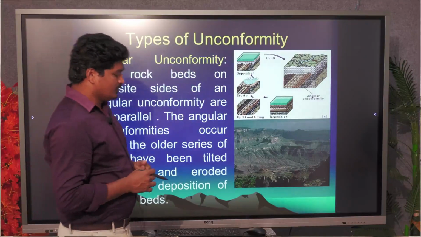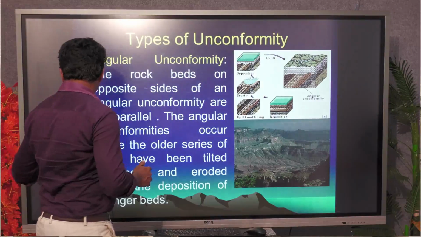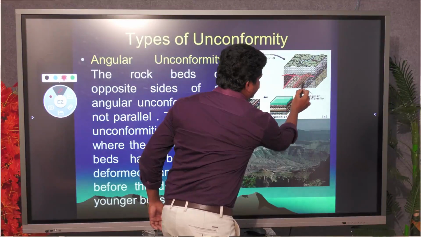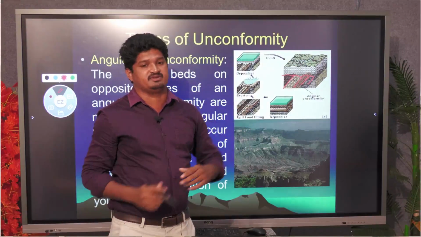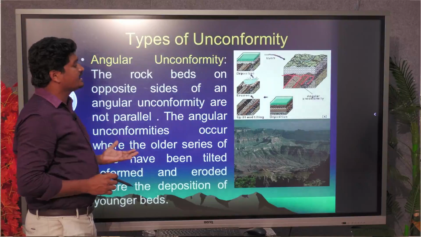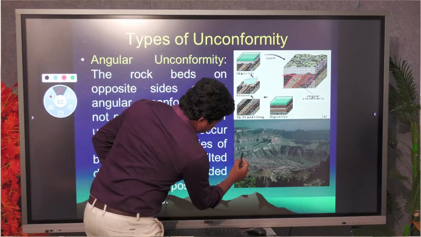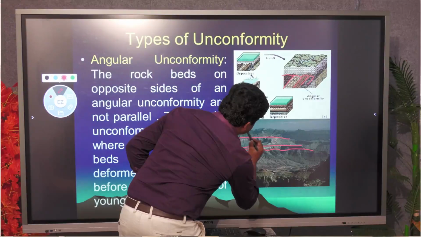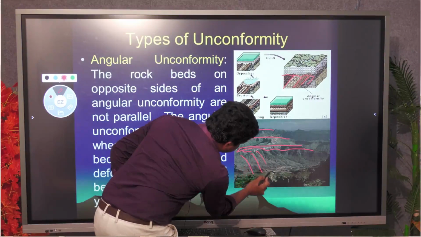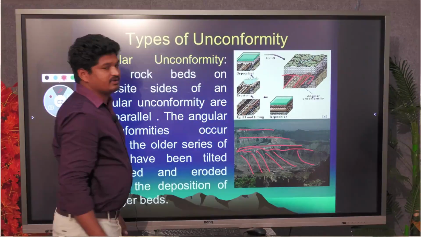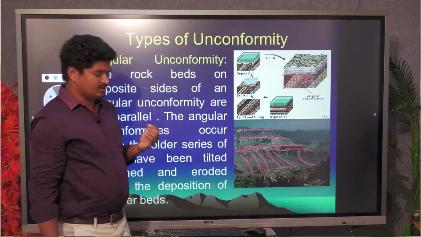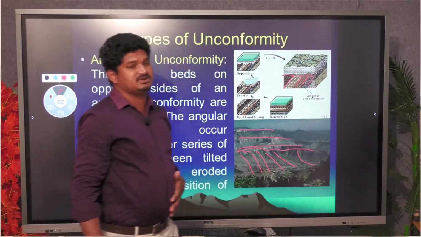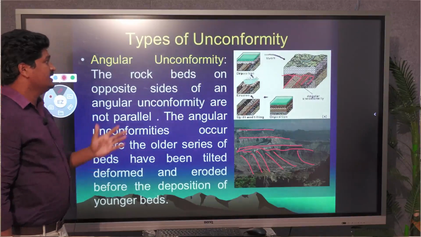Angular unconformity means the bottom beds always show some angularity, some tilting will be identified. The upper layer of younger rocks is always parallel to the surface. So this particular unconformity we call an angular unconformity. In a good example, you can see the top layer is parallel to the rock masses, while the bottom beds have angularity, tilted formations. Angular unconformity means the bottom beds are tilted, and the overlying younger beds are formed parallel to the earth surface.